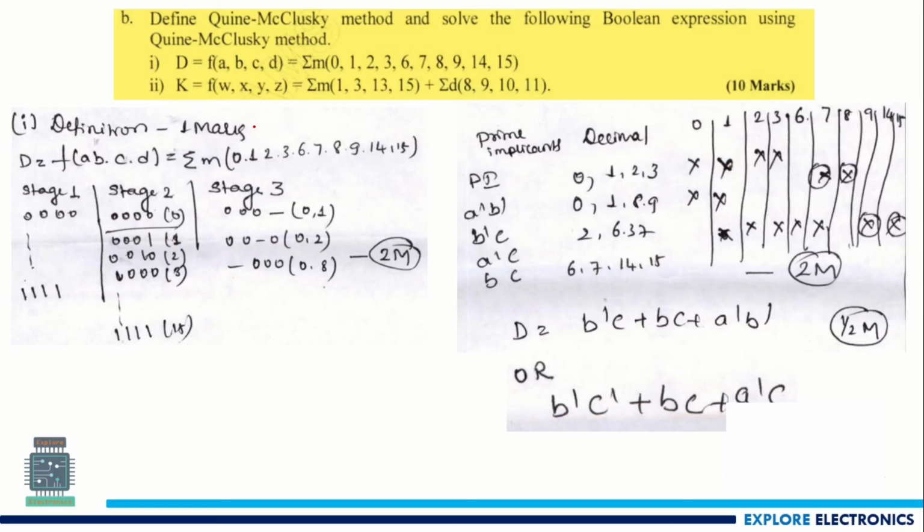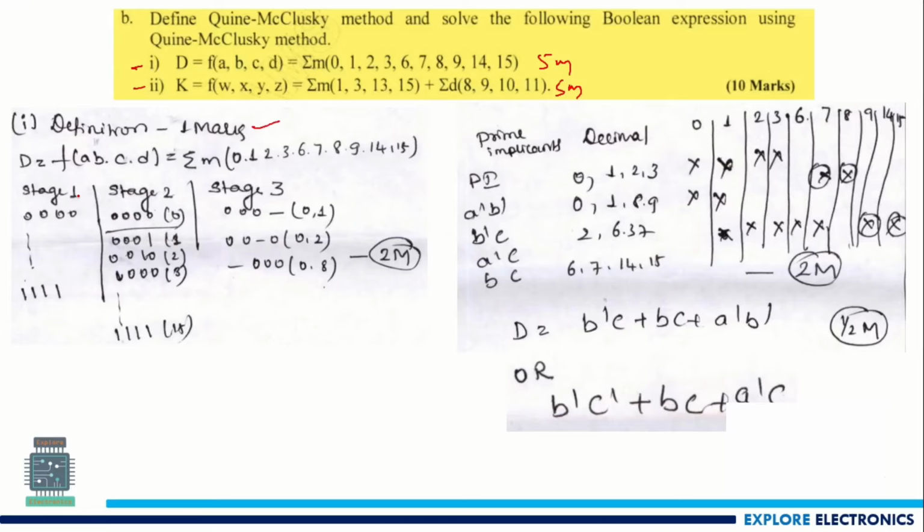So here the definition carries 1 mark. Here I forgot to put the definition. Please write the definition: what it is, and why the Quine-McCluskey method is used to solve expressions, again by using the method. Similarly, here the 2 expressions are given. This is for 5 marks. This solution is for 5 marks.